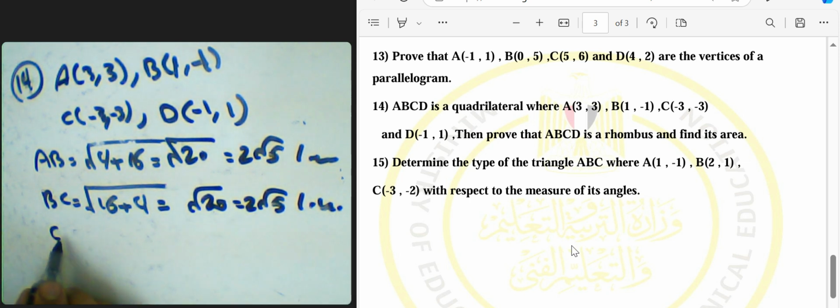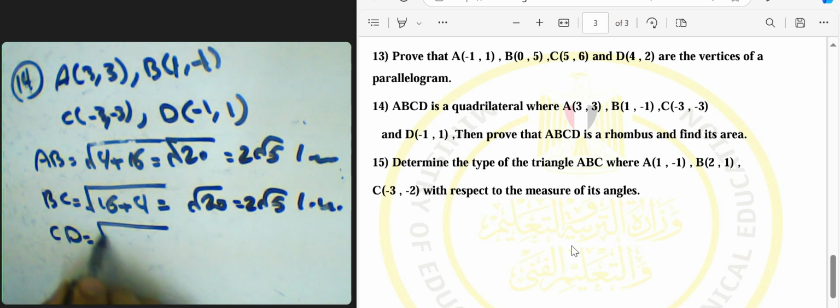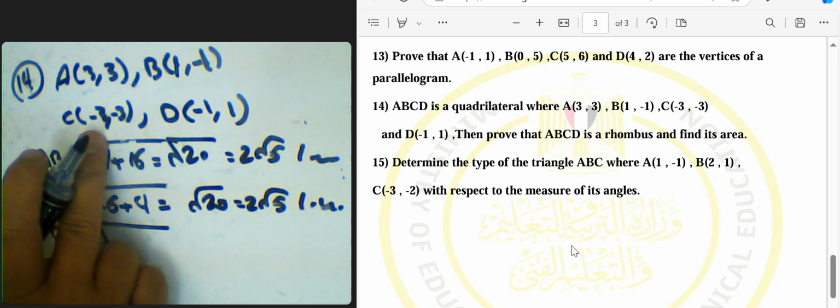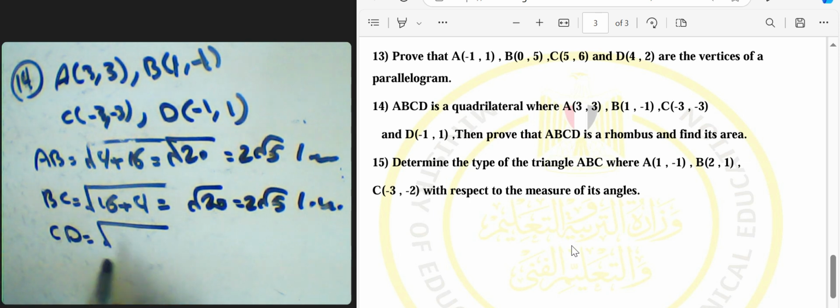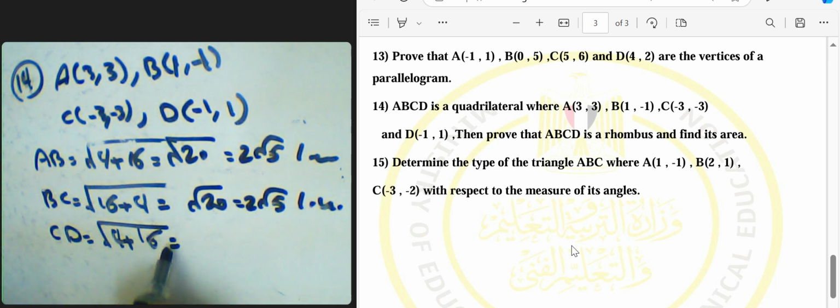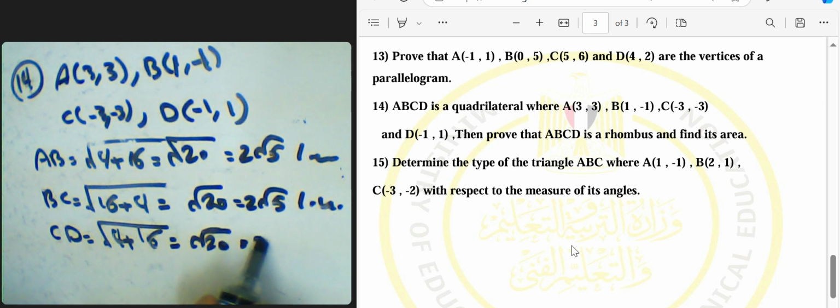And what about CD? C and D here: negative 1 plus 3 will be 2, 2 power 2 is 4, and 1 minus minus 3 will be 4, 4 power 2 equals 16. The result will be square root of 20, which is 2 root 5 length units.